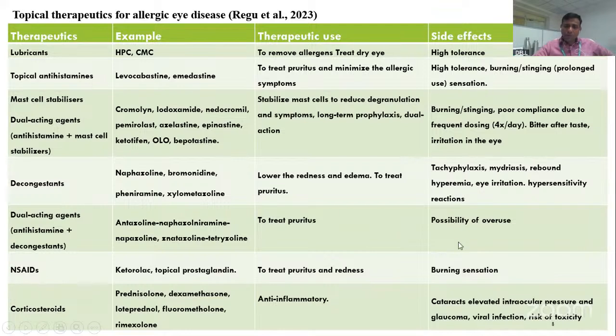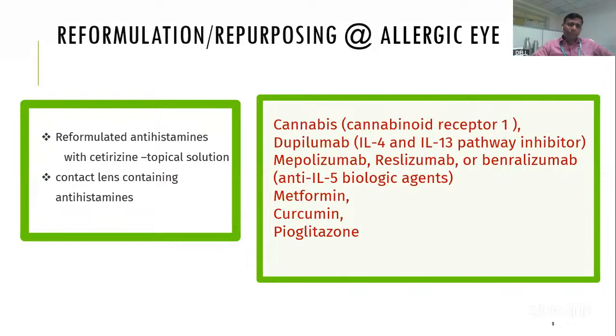So to overcome the side effects and to rethink the development of other drugs to be used for this ocular allergy, in 2017 the FDA approved the orally administered cetirizine for ocular topical administration as an ocular drop or ocular solution, eye drop. This type of reformulated antihistamine with cetirizine is the best example for the repurposing of a drug. And many such drugs are in clinical trials and in the pipeline of translational use.